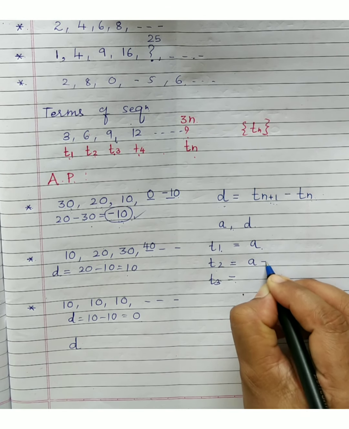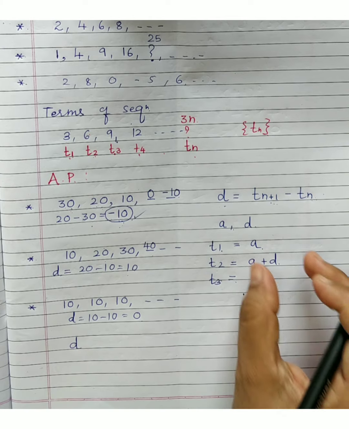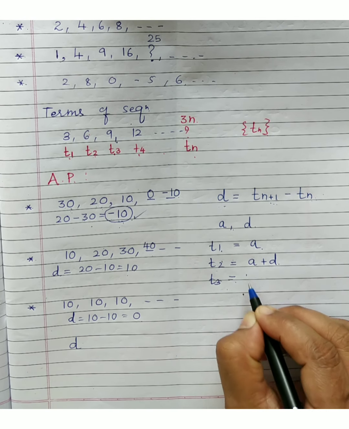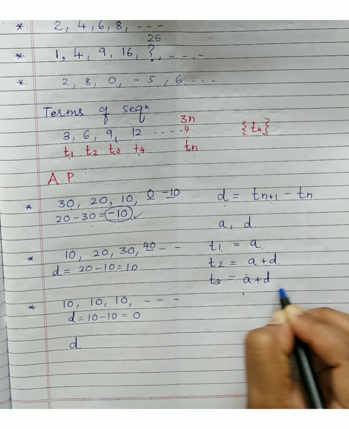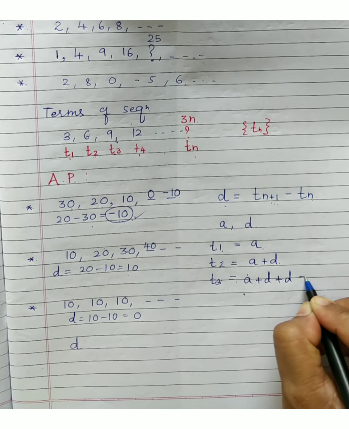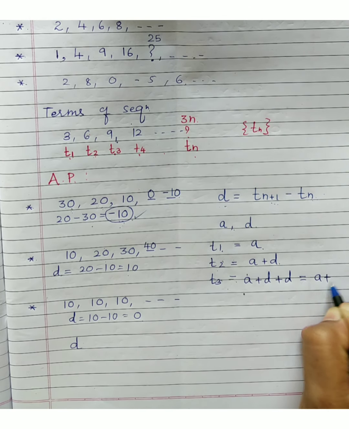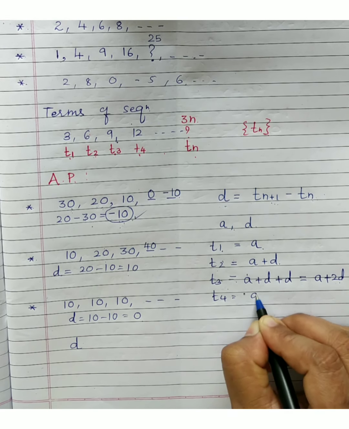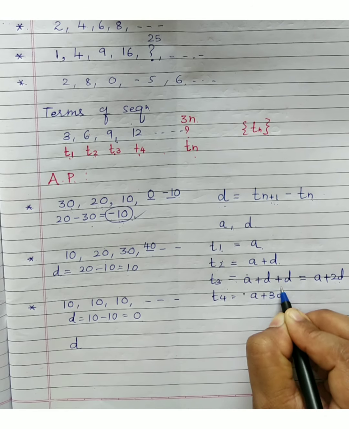So what will it be? A plus D. Okay. How will T3 be obtained? T2 plus D. T2 is A plus D, and plus the common difference D. So T3 will be A plus 2D. T4 you can now directly write. It will be A plus 3D.